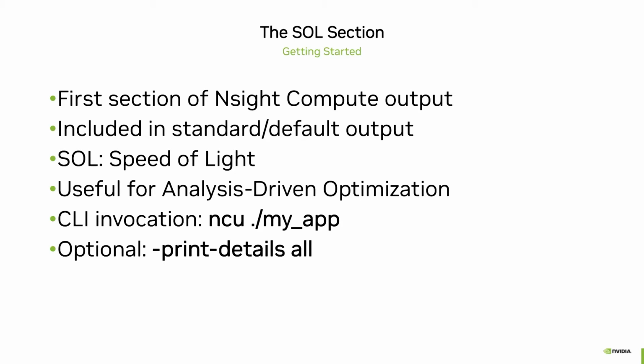The reason this section is presented first by default is that these comparisons to relevant maximums can be a good starting point for selecting directions to investigate when trying to understand or improve the performance of your code. A typical question to ask is, what is the current limiter to code performance? Which is usually one of the cyclical questions asked during an analysis-driven optimization exercise. The SOL section can help begin to answer that question at a high level.